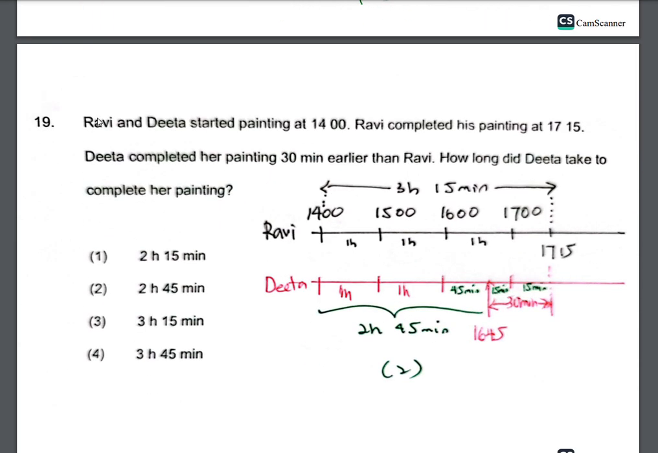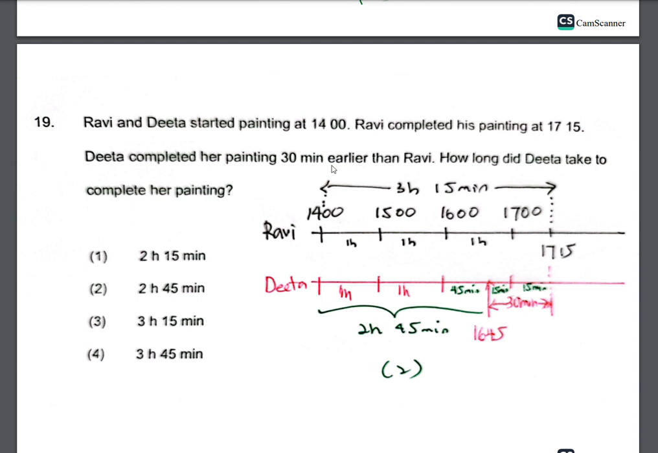Question 19. Ravi and Dita started painting at 1400 hours. For such questions, please make sure you draw your timeline. Those in my maths group, pay attention. For your corrections, I will need to see that you have done this. Even if you got a correct answer, I want to see that you have drawn this the way I have done it. Understand? All right, so Ravi here, timeline.